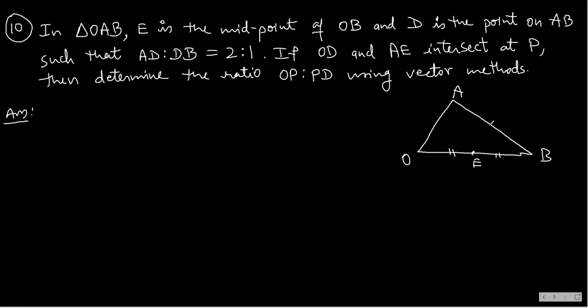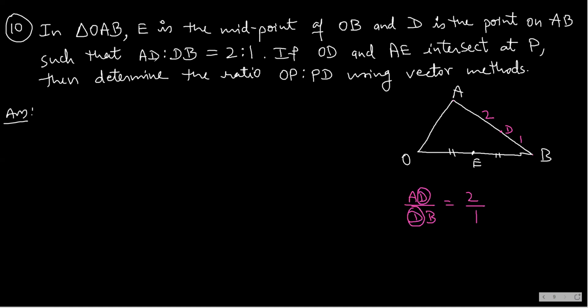So see, D is a point on AB, and the ratio AD upon DB is given as 2:1, that is 2 upon 1. Now you notice that D is in the numerator and D is in the denominator. It means point D is dividing AB in the ratio 2:1. So A to D is 2 and D to B is 1.